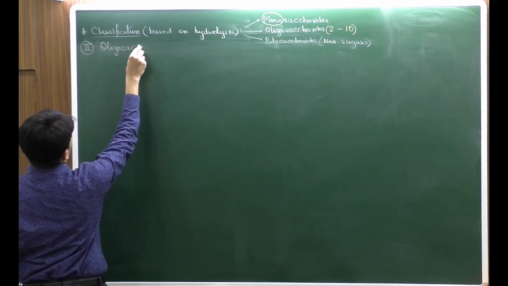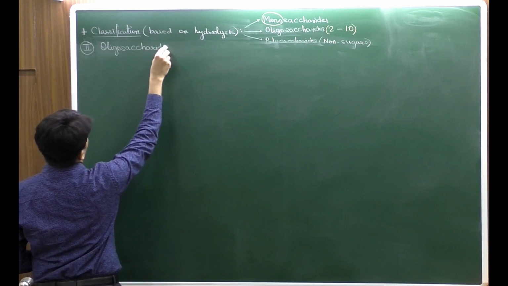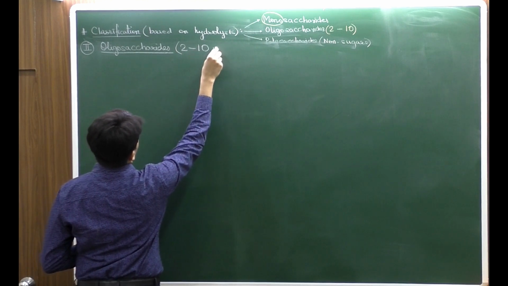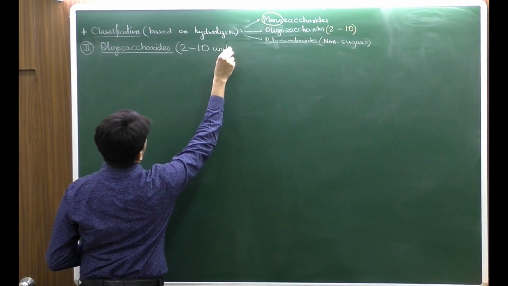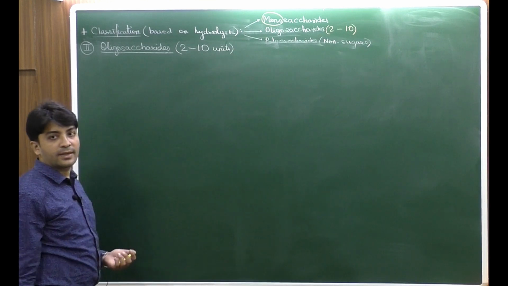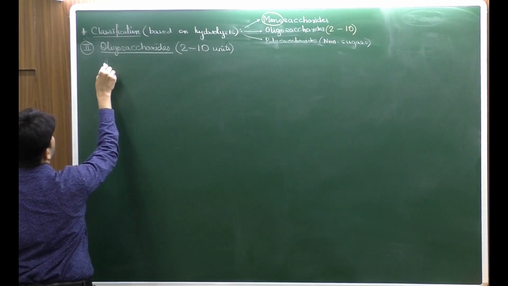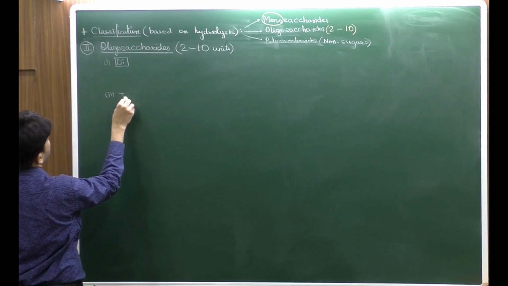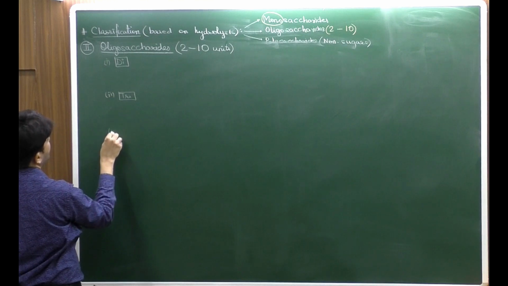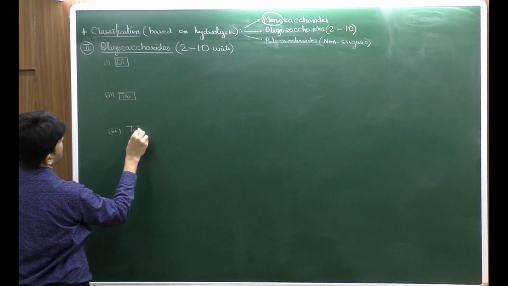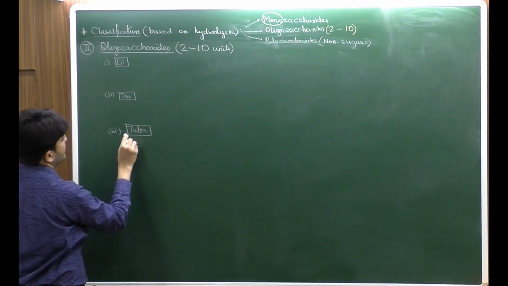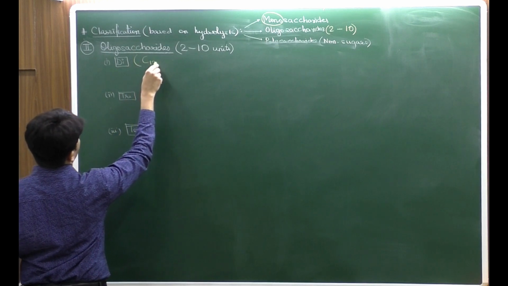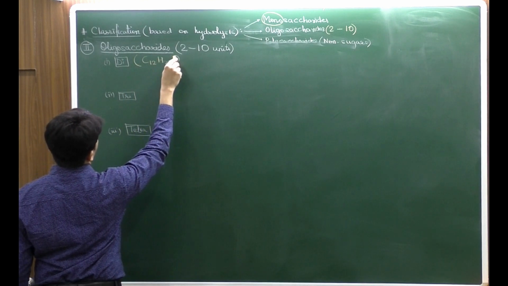So the second part or the second classification is oligosaccharides. By definition, they are those carbohydrates which on hydrolysis produce 2 to 10 units of monosaccharides. Based on this, they can be further classified as disaccharide, trisaccharide, tetrasaccharide and so on. But importantly, we are discussing only the di, tri and tetra. Now the disaccharide has the formula C12H22O11.